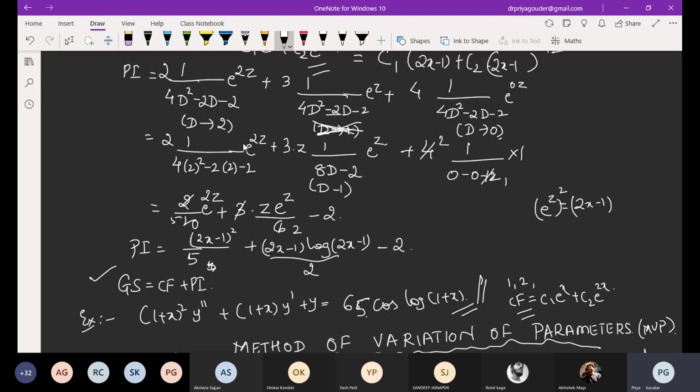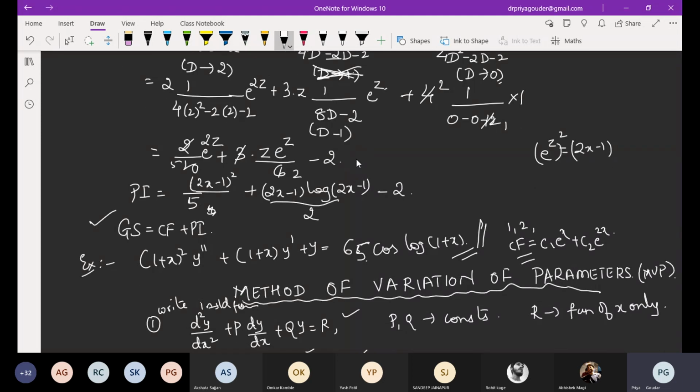Now I'll take the last concept of this module, which is called the method of variation of parameters, in short MVP. So on this method, they will ask one question. They will mention in the question that you have to solve it by this method. That is the indication that you have to use this.